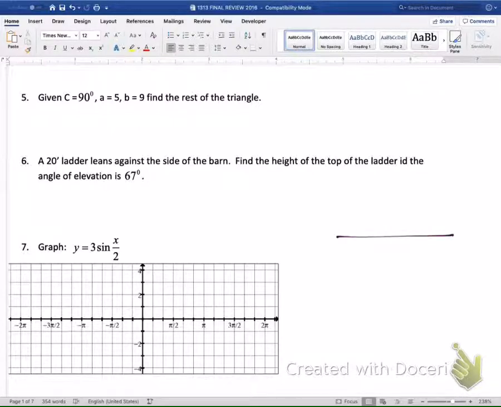It's from the bottom and it goes up. It's from the ground looking up. So my angle of elevation is down here. Our ladder is leaning against the side of a barn, which makes a right angle.